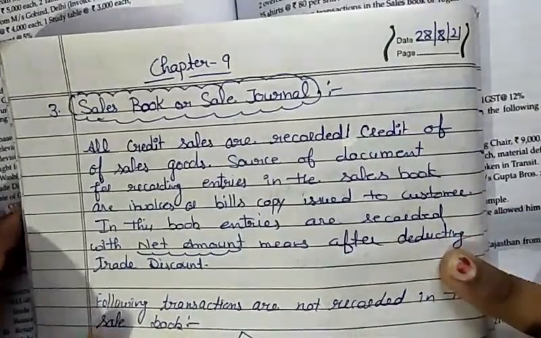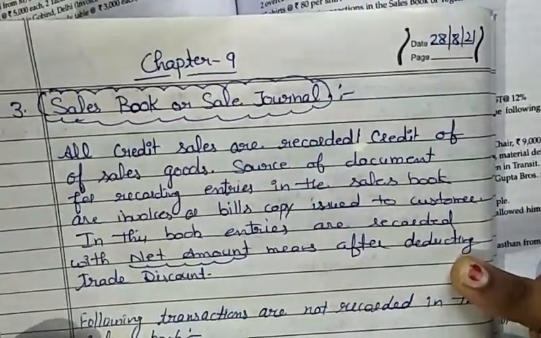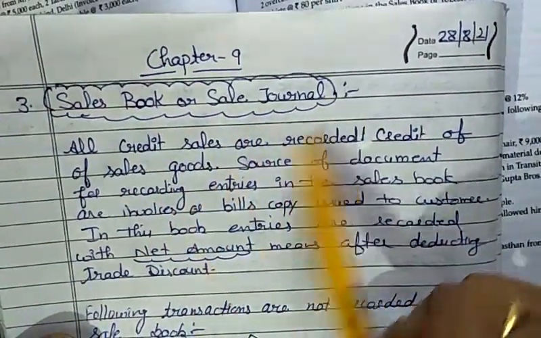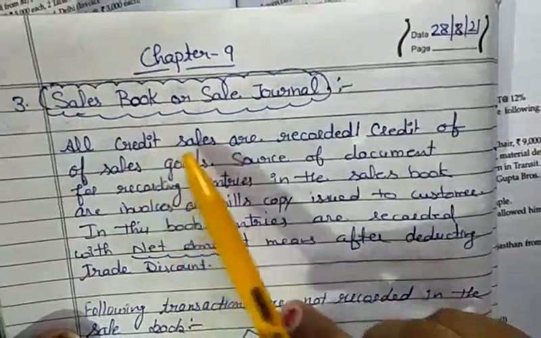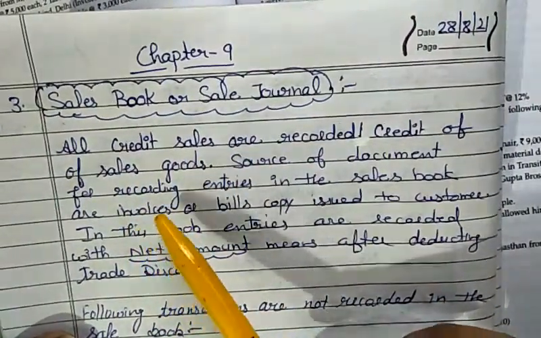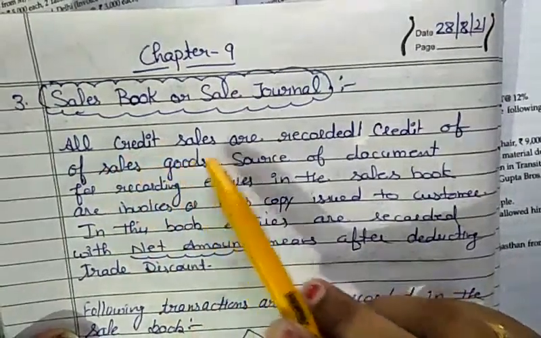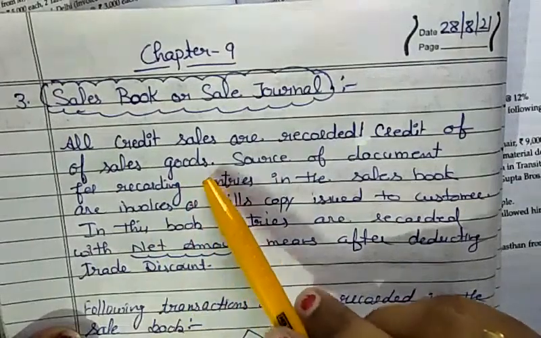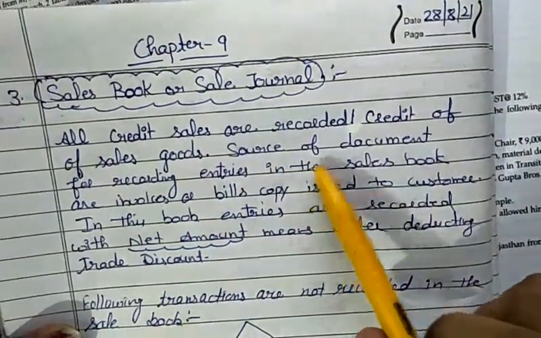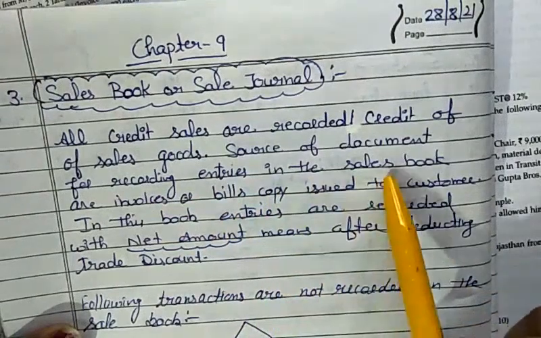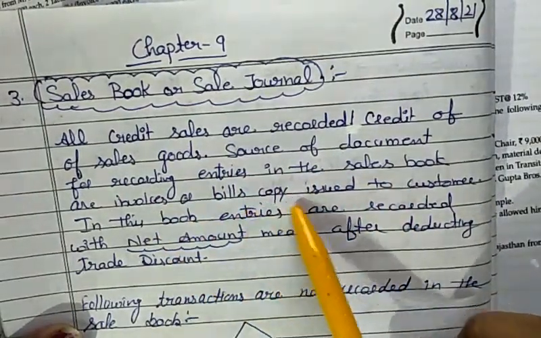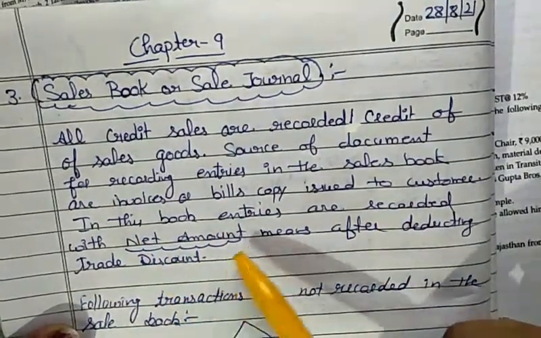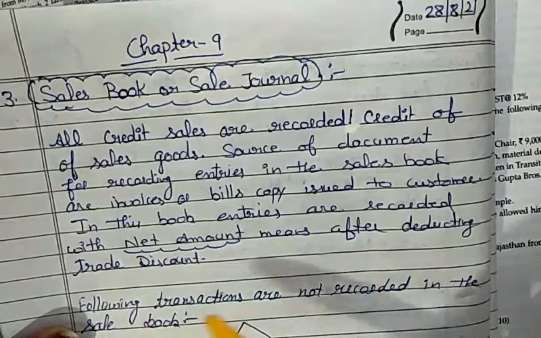Students, today we will learn about the third subsidiary book, that is sale book or sale journal. Like purchase book, in which all credit purchases are recorded, in sales book all credit sales of goods are recorded. The source document for recording entry in the sale book is the invoice or bill's copy which is issued to the customer. In this book, entries are recorded with the net amount, which means after deducting the trade discount.